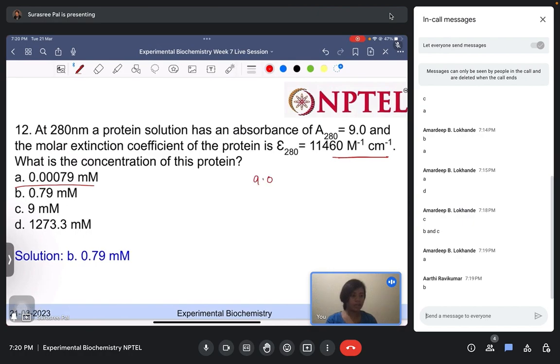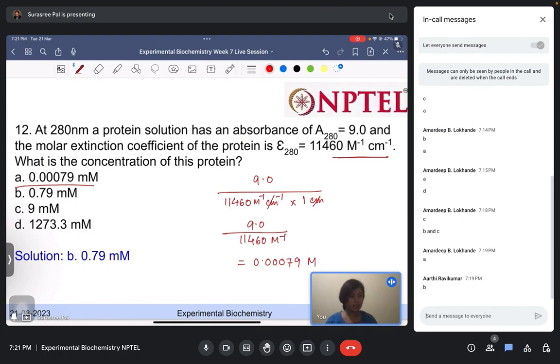So the absorbance does not have any unit. The extinction coefficient has this unit mole inverse centimeter inverse, and the path length is 1 centimeter, which is constant. So centimeter and centimeter inverse will cancel out. So the denominator has this unit mole inverse. So of course when we divide it, it will come as 0.00079 mole.